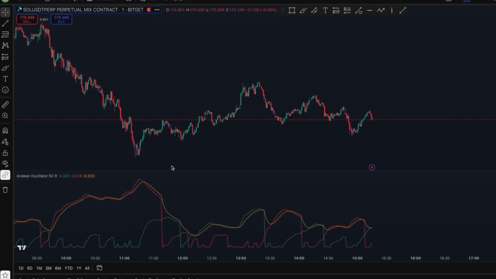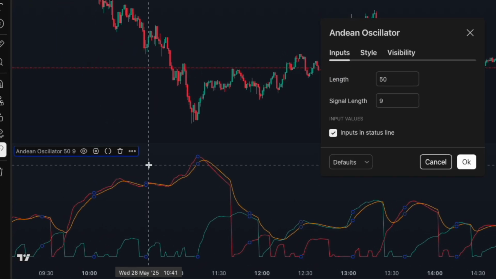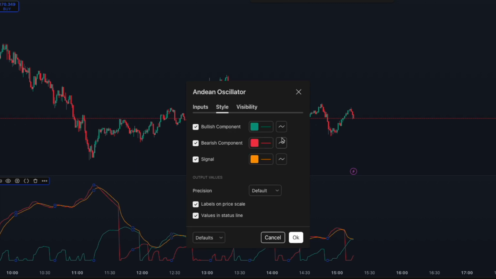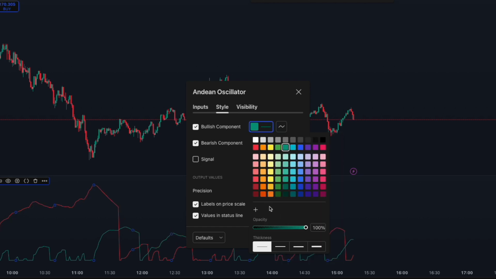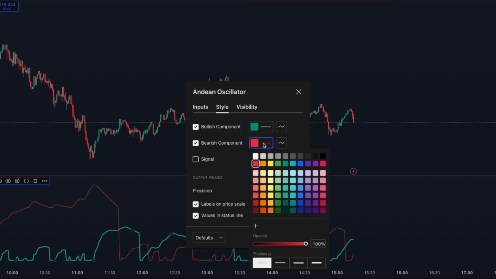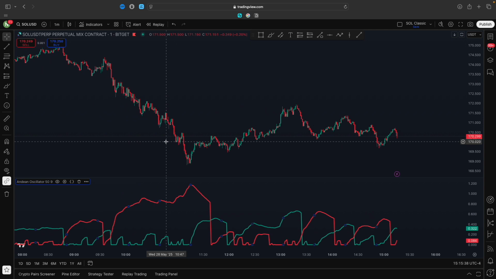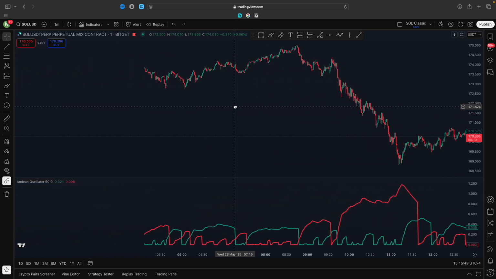Let's start by double-clicking on the indicator to open its settings. In the Inputs tab, we'll leave the default values unchanged. Then go to the Style tab. Disable the signal line and make the bullish and bearish components more visible by increasing their line thickness. The logic behind this indicator is actually very simple. Whenever the bullish component crosses above the bearish one, it signals a potential uptrend, and when the bearish component is above, it suggests a possible downtrend.